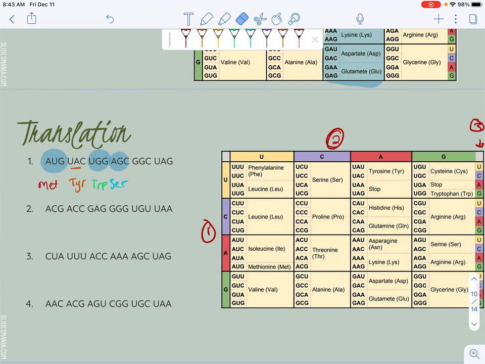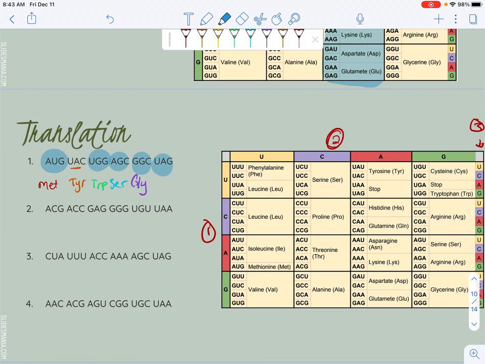I've got two more to do here, and then we're going to wrap up. GGC. So I follow the G row across, the G column down. It brings me to this box on the bottom right. GGC is glycine, G-L-Y. Definitely only use the shortened versions of these names. No one is ever going to ask you to spell or pronounce these off the top of your head, at least not in high school. So don't worry about the long names. Use the short names. Make your life easy.